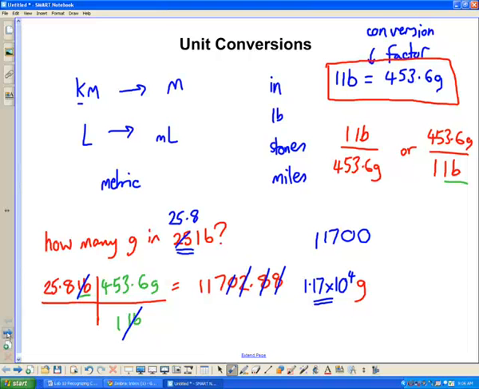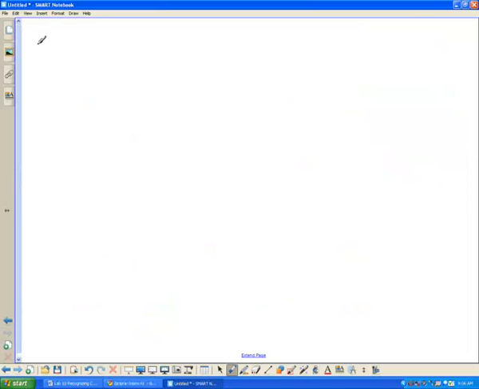Now what if we have something that has 2 units in the question and we have to convert both? Let's say we have a speed of 125 miles per hour, and we've got to convert this into kilometers per second. Okay, so I'm hoping everybody can see at this point we have 2 conversions that we have to do. We have to do one conversion for the time and one conversion for the distance.